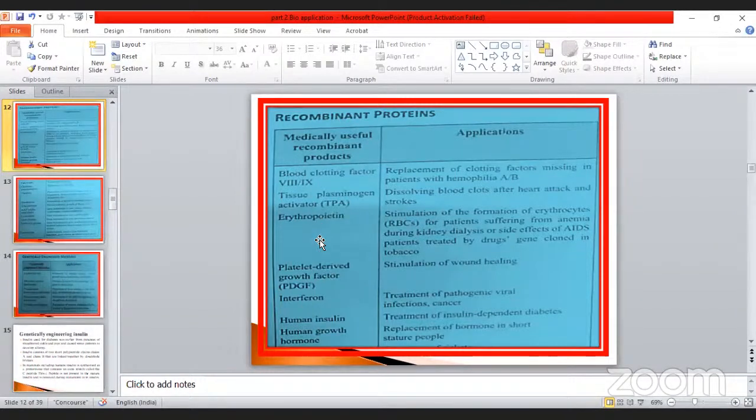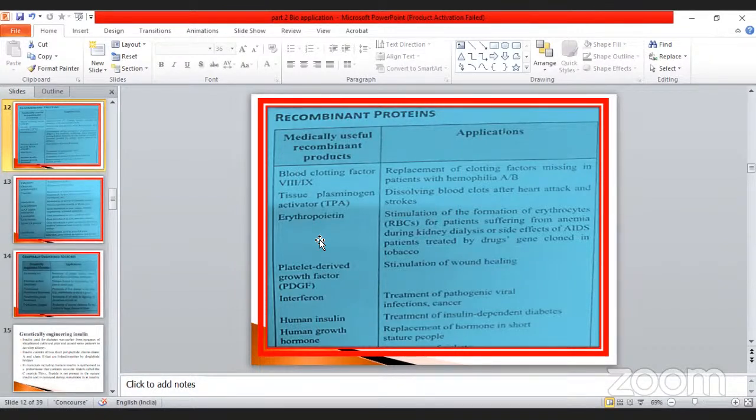And then next one is erythropoietin. The heading itself has the answer. Erythropoietin, erythropoiesis, simply RBC. See that application: stimulation of the formation of erythrocytes, RBC, red blood corpuscles, for patients suffering from anemia during kidney dialysis, a side effect of AIDS patients treated by drugs, and gene cloned in the tobacco. 3 diseases have been reported here for the application of erythropoietin.